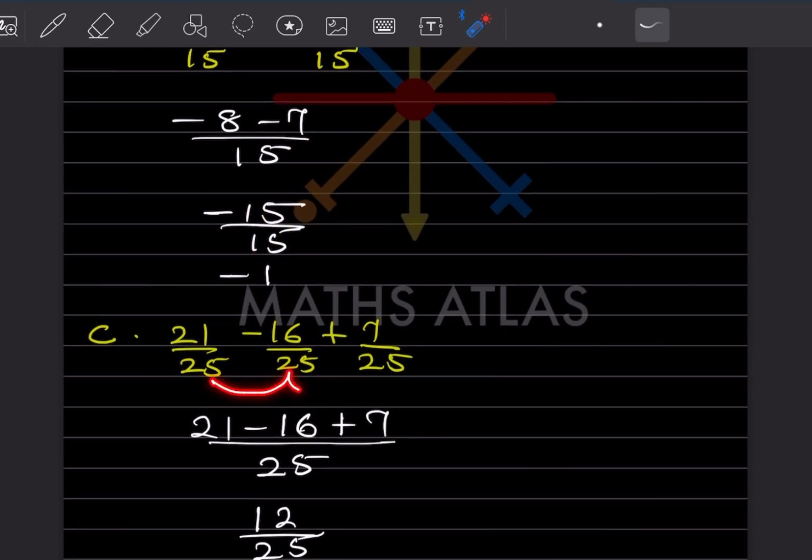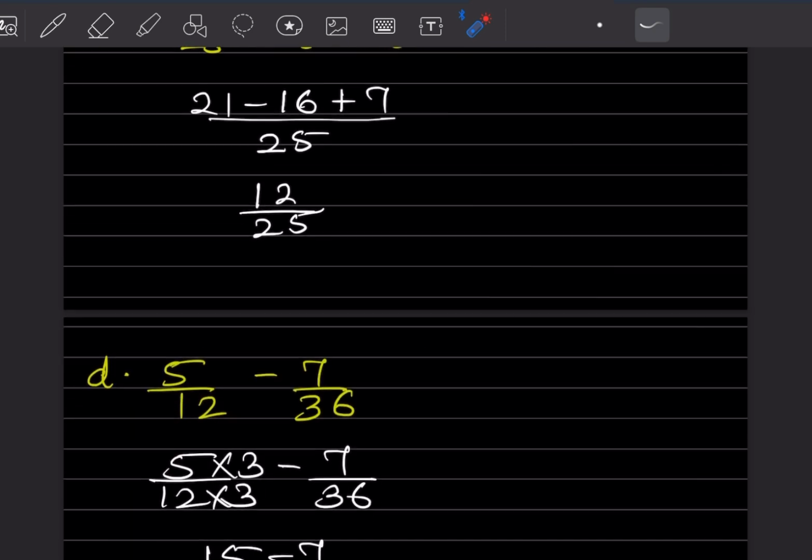Now again here you can see the denominator is the same. So what will you write here? 21 minus 16 plus 7. So first you will take these two numbers, or you can do one thing, because these are both positive, you can take this together and then subtract it as you like. So the answer is going to be 12 by 25.